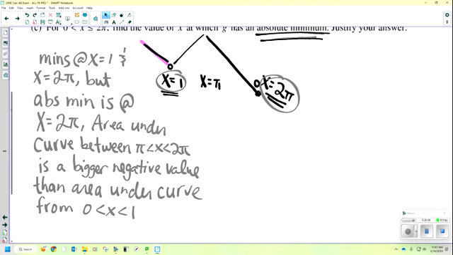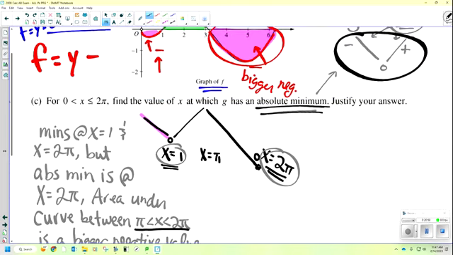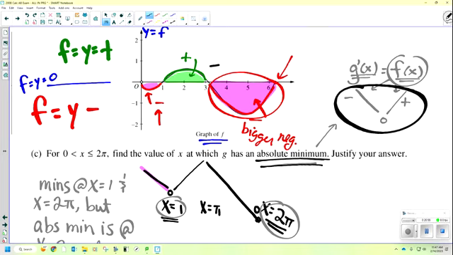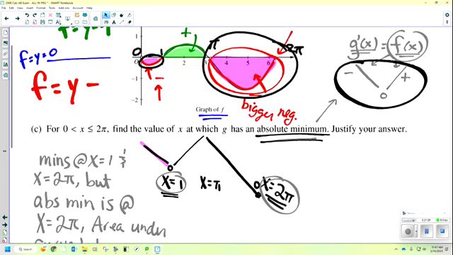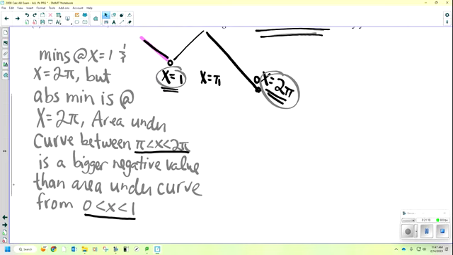The area under the curve is bigger here than there. Bigger where? Bigger between pi and 2 pi than it is between 0 and 1. Okay, let's look at our graph. Bigger between pi and 2 pi than it is between 0 and 1. Be specific. That's the only thing I can tell you. That's what makes a full credit problem different than a partial credit problem, being specific.